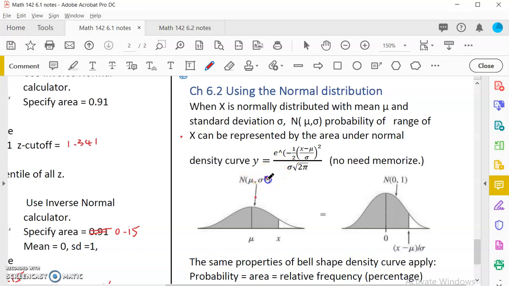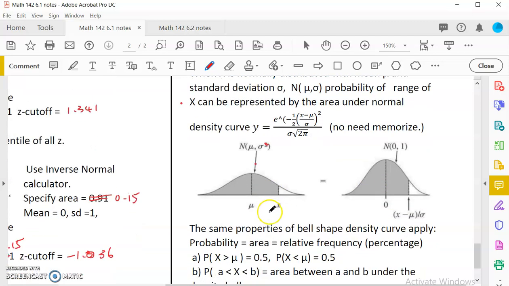The standard deviation is sigma. It should not be sigma squared. I think there's a typo here. And then one way to find this particular area is to translate all of the x to z. You recognize that x minus mu over sigma is actually z, right? So you will be using the standard normal that we have in 6.1 to find the area.